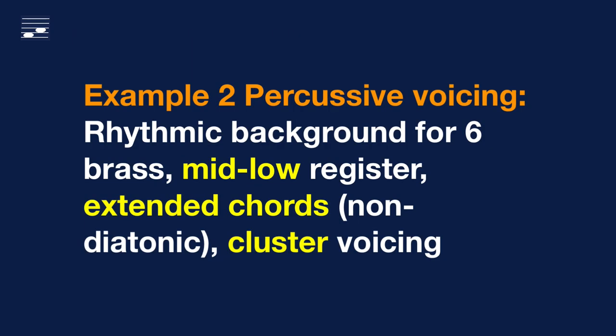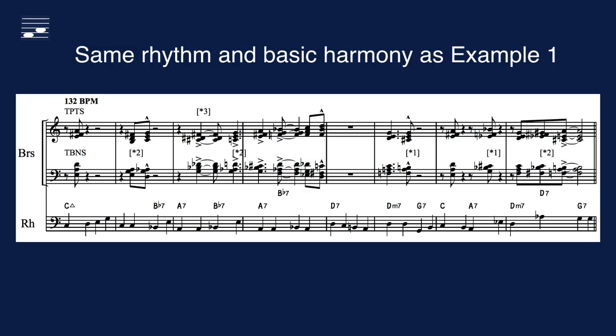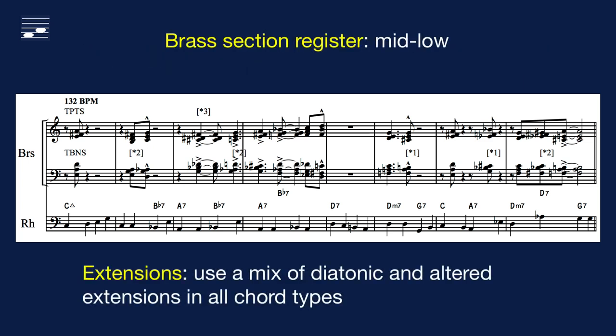Example 2 is based on the identical harmony, rhythmic phrases and brass stabs in mid-low register. This time we release the diatonic idiom restriction and will use all possible non-diatonic chord extensions. The lead part pitches are different now.